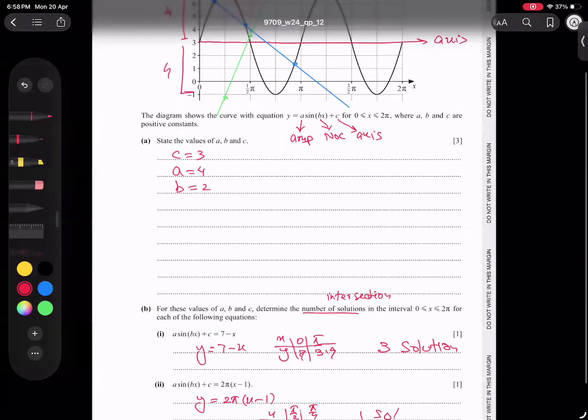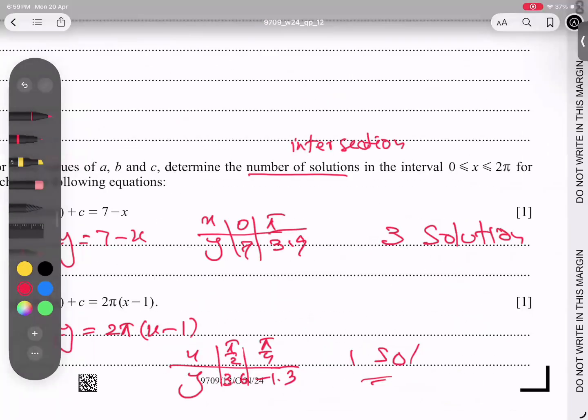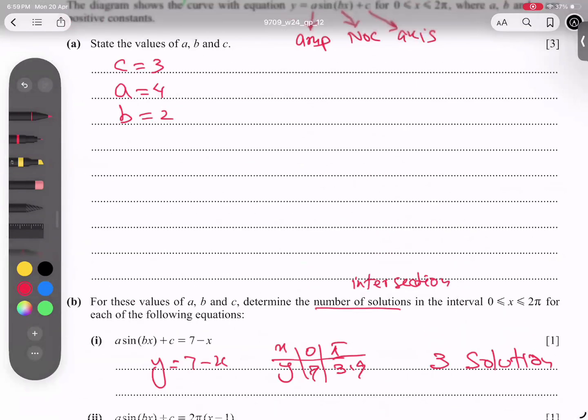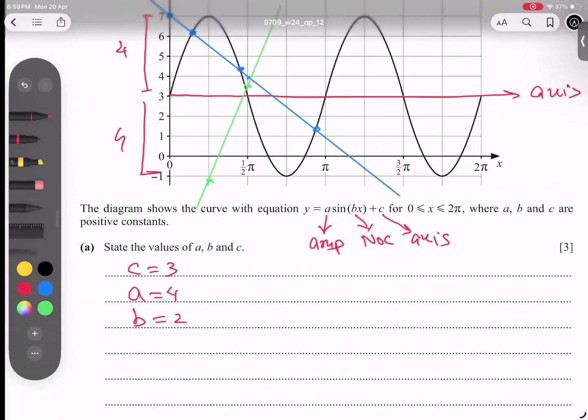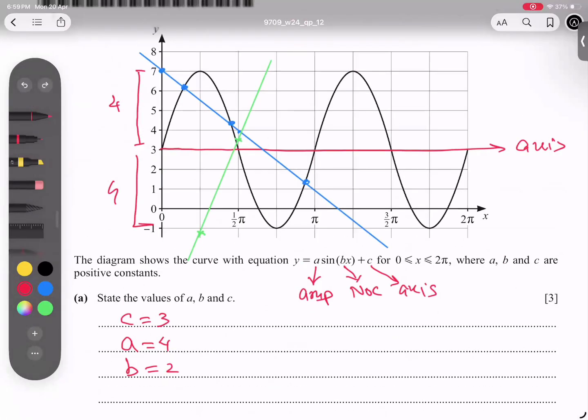Let me check again. The second point is 7 minus pi. I'm getting 3.85. So 3.85 against pi. Yes, this point is wrong. I have taken 3.85, so this is the point here. So this blue color line, which I drew first, has some mistake. So I have to make it again.